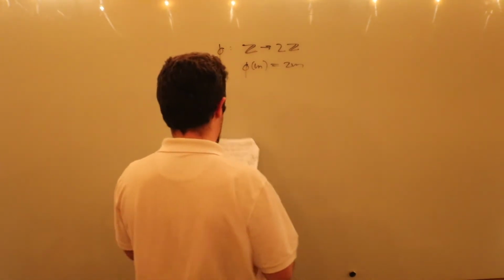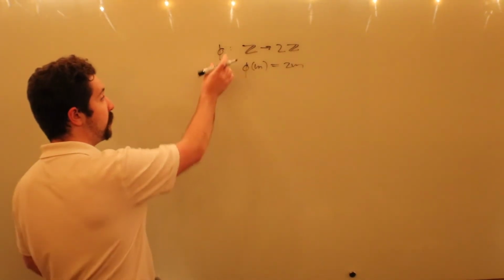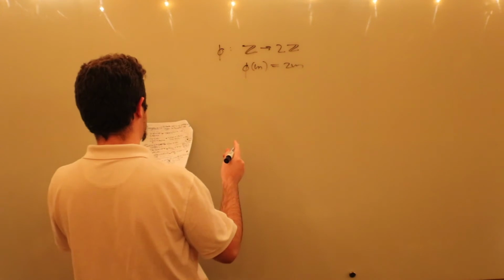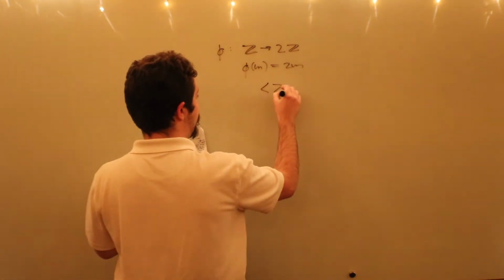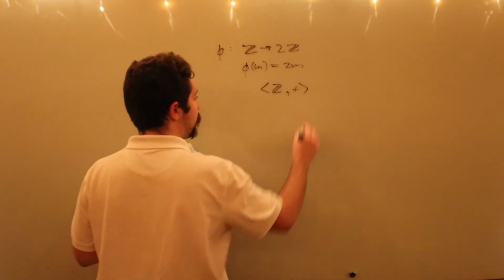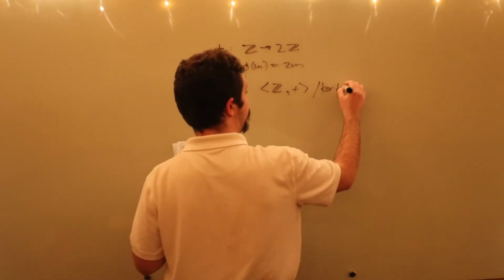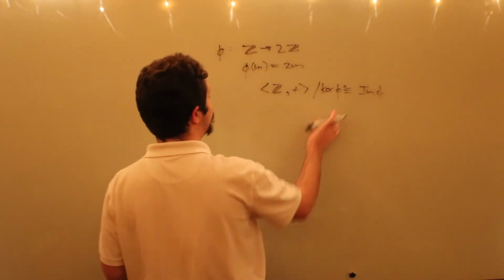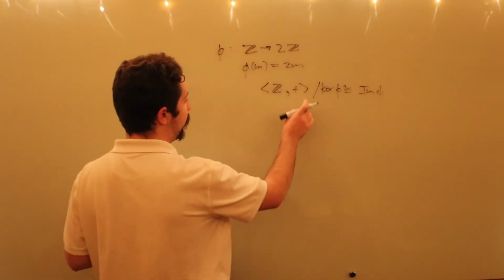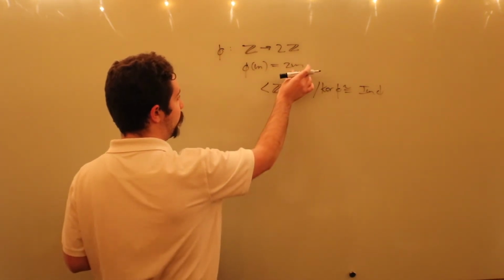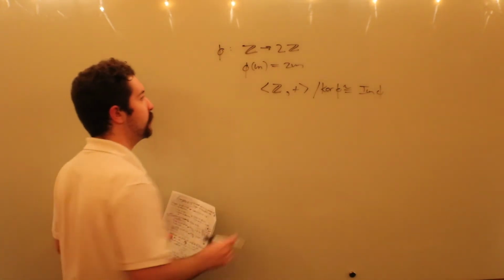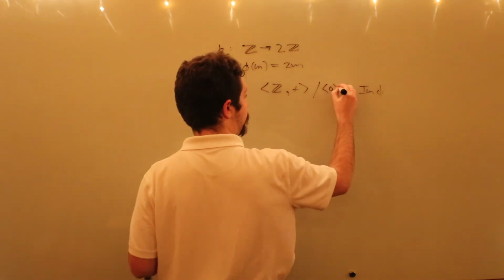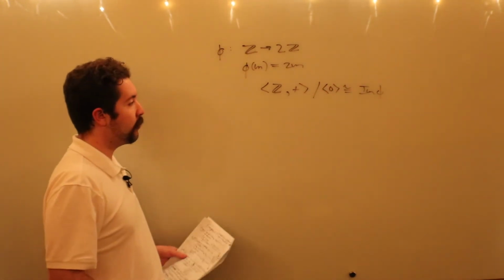Now we want to consider what isomorphism does this homomorphism induce? Well, by the first isomorphism theorem, we have that Z plus quotiented by the kernel of phi is isomorphic to the image of phi, right? This is the statement we want to focus on here. What is the kernel? The kernel in this case is the set of all elements which map to 0, and the only element which gets mapped to 0 is 0 in this case. So Z plus quotiented by just the group generated by the identity, or the trivial group.